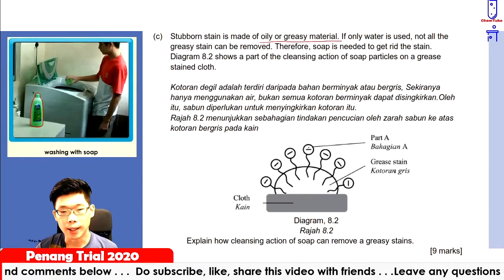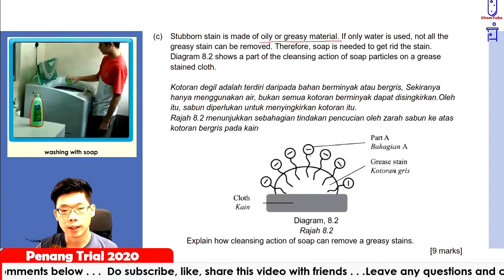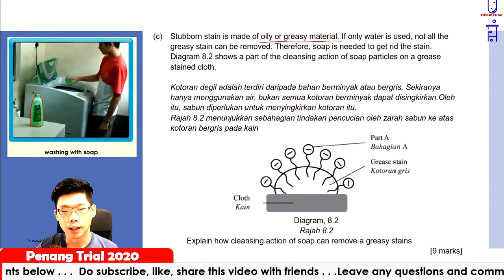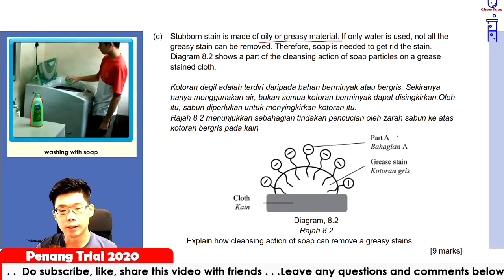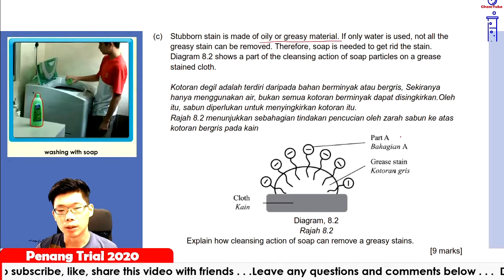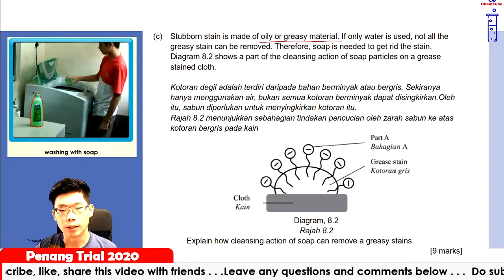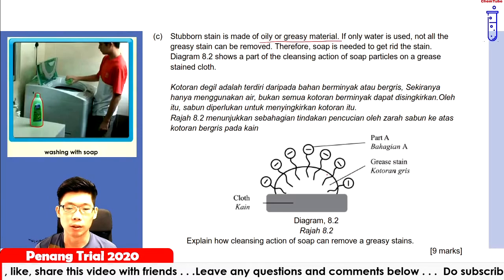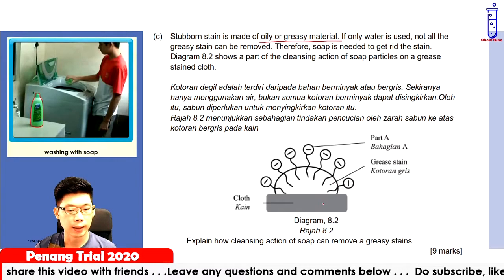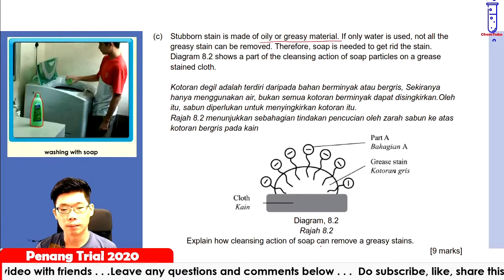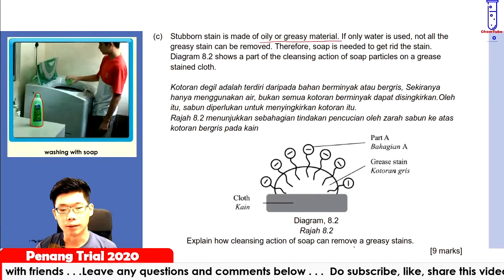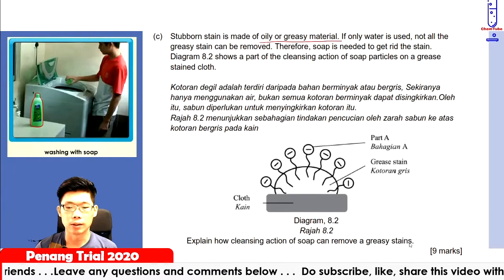Part A is the head, and this is the tail. Part A we call hydrophilic, soluble in water. The tail is hydrophobic, soluble in grease. So explain how the cleansing action of soap can remove greasy stains. 9 marks.